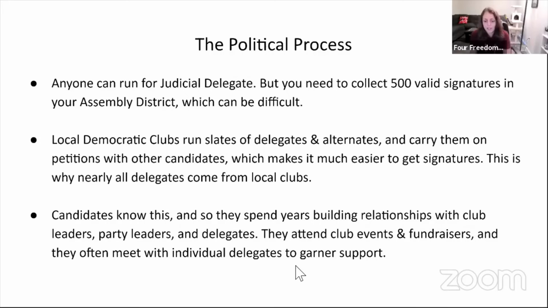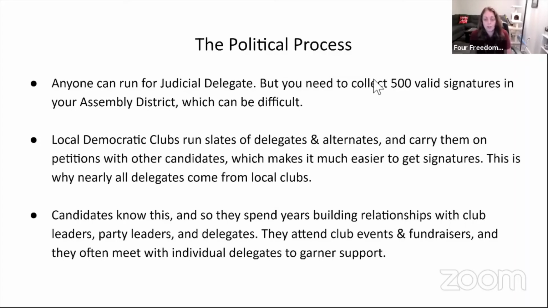At the end of the day, this is a political process, as we all know, because whenever there are elections, it's a political process. So look, technically anybody can run for judicial delegate. If you are a Democrat and you live in the county, anywhere in the county, you can run for judicial delegate in any of the districts. So legally, any Democrat who lives in the county can run.